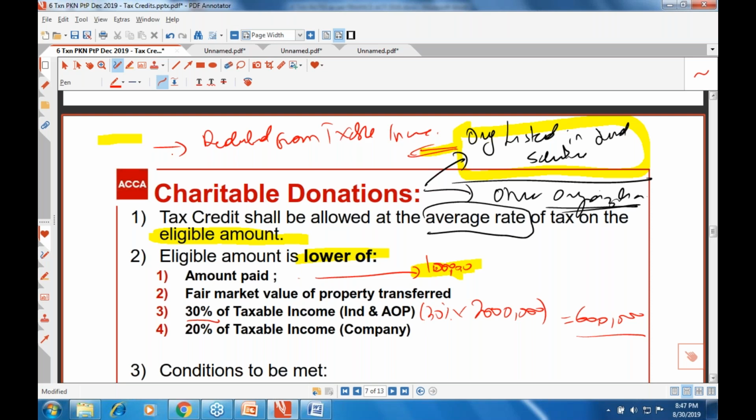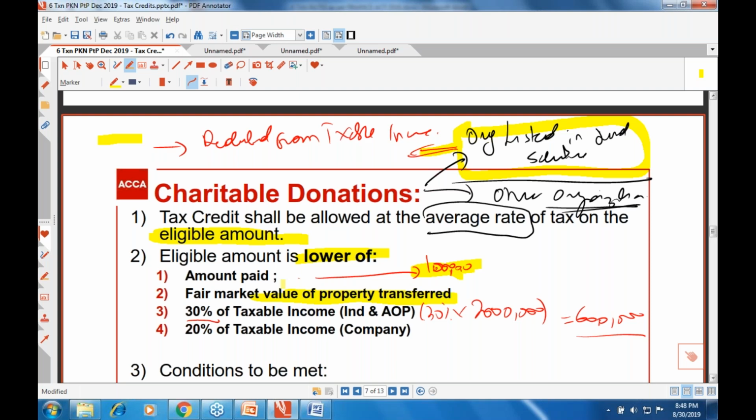Okay. Now there is one more concept, which is basically the concept of fair market value of the property transferred. At times what happens is you don't actually give cash to the charitable institution, but instead you give some donations in kind. Now, what do you mean by donations in kind? Like, maybe you don't give cash, but instead you give them some furniture, you give them some air conditioners, you give them some water cooler, or you give them some ambulances, whatsoever.